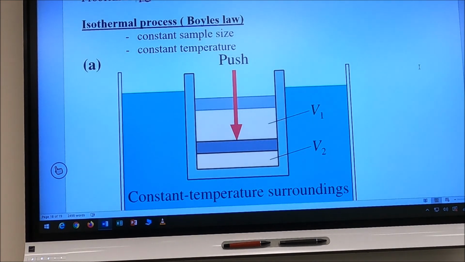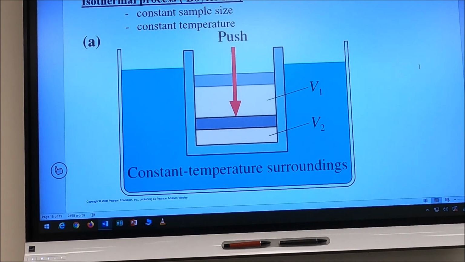All right, guys. Now, let's look at an isothermal process. In an isothermal process, we have constant sample size and constant temperature. So, if we switch from a V1 to a V2, some interesting things go on.